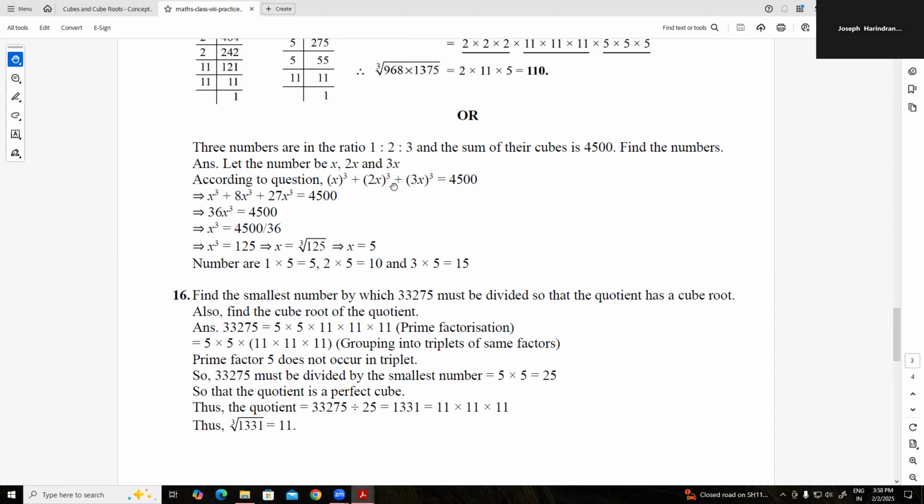3x the whole cube is 27x cube. Add them all. You will get 36x cubed is equal to 4500. Divide by 36 on both sides. We get x cubed is equal to 4500 by 36, which in fact is 125, and hence x is equal to 5, which is the cube root of 125. Now the numbers will be 5, because x is 5, 10, and 15. The numbers are 5, 10, and 15. That's the answer.